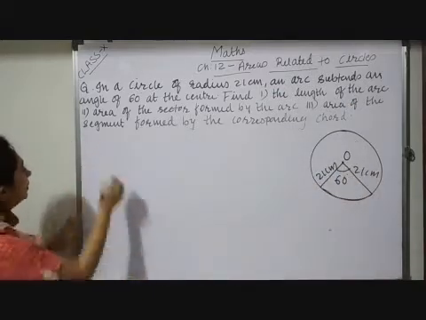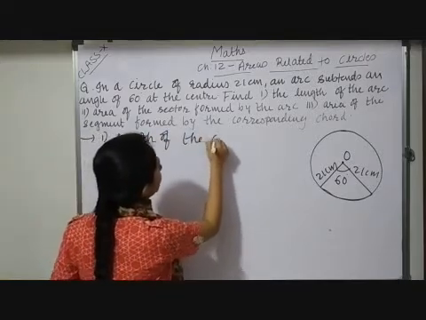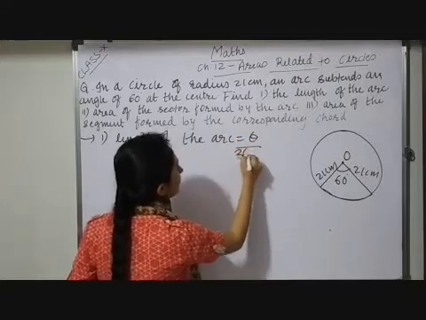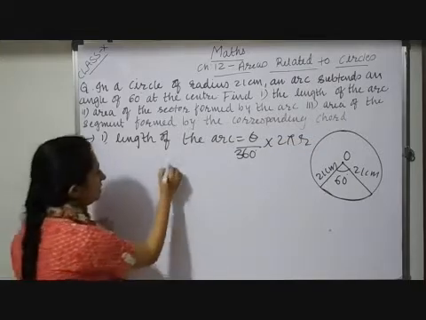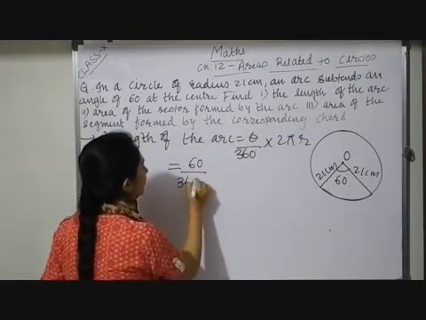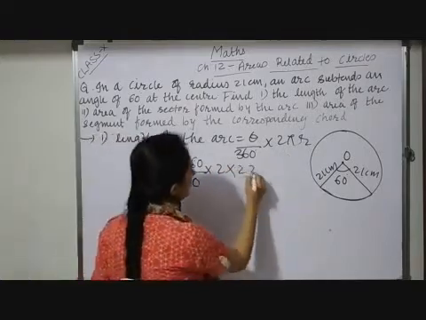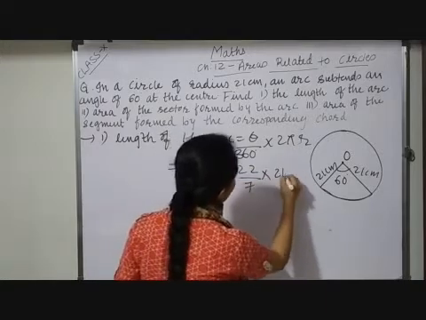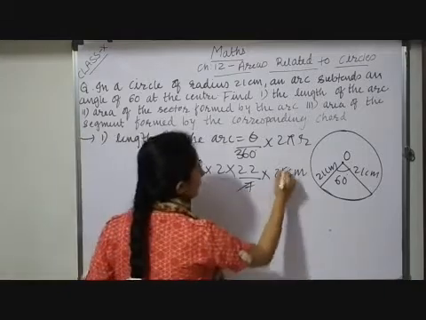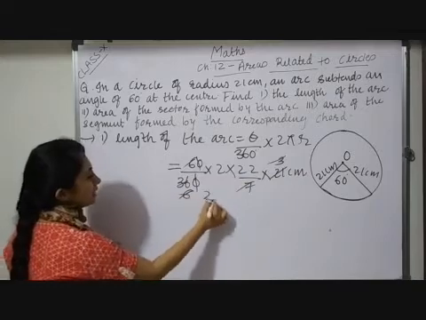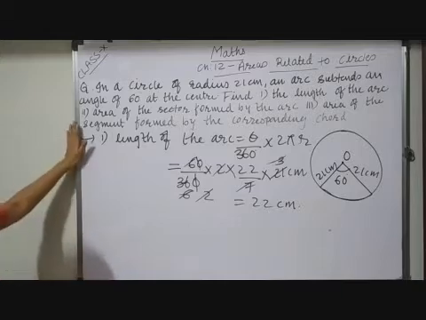So for this we have a formula: length of the arc is equal to theta by 360 degree into 2 pi r. Now the angle is given, that is 60 degree. So here I can write 60 upon 360 into 2 into pi. Pi value is not given, so obviously I have to put 22 by 7 into radius, that is 21 centimeter. Now 0 0 cut, 6 6 are 36, 7 3 are 21, 3 2 are 6, 2 2 cut. So here you are getting 22 centimeter as the length of the arc.